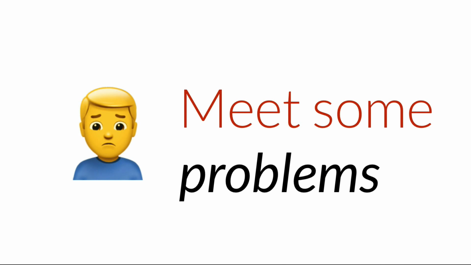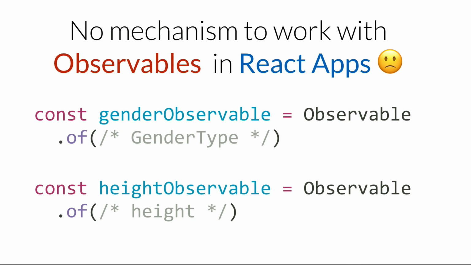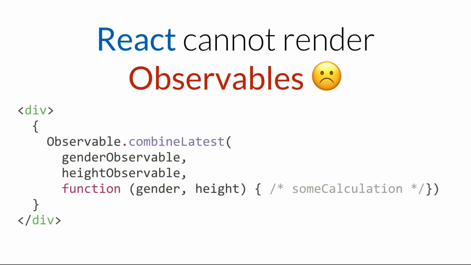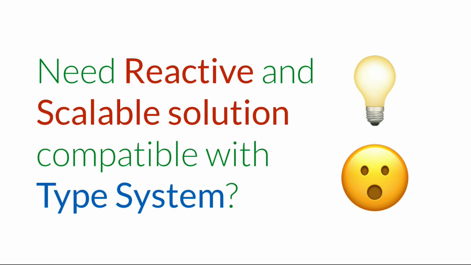Okay, so let's code our application in React, and when we start to do it, we meet some problems. The first problem is that React has no mechanism to work with observables, because React uses a pure methodology, but observables do not. That is why we can't render observables in React. So we can't write an observable in our React div. So we need some reactive solution which will be scalable and compatible with a type system.